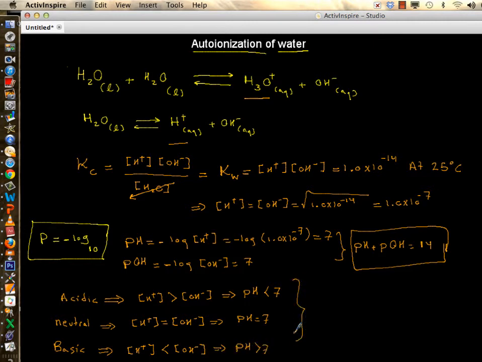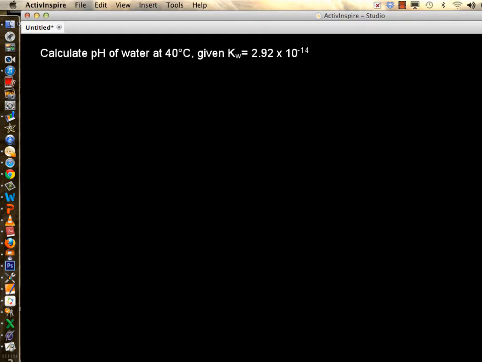Now this is crucial to remember. These all are true at 25 degrees Celsius. Temperature will change your scale of pH, your value of Kw, and let's see a calculation involving that. So let's go to the next question. Calculate the pH of pure water at 40 degrees Celsius given Kw is 2.92 times 10 to the minus 14.